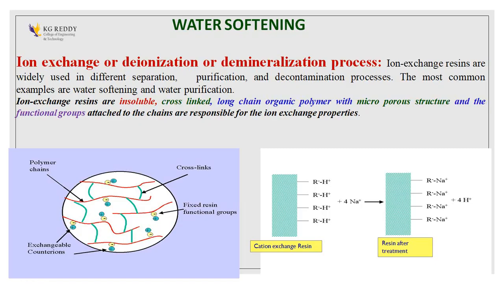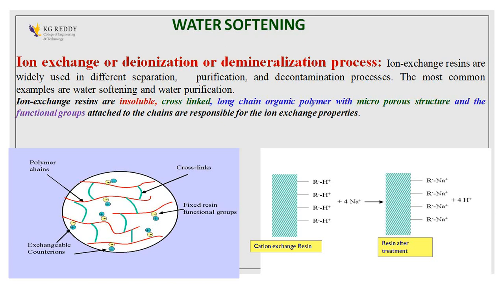Here, water softening methods. There are different kinds of water softening methods. These all come under external treatment of water. For example, ion exchange method is one kind of external treatment method. Lime soda process is also there. Zeolite process is also there. Zeolite process, lime soda process, ion exchange process, and demineralization or deionization, these all come together.